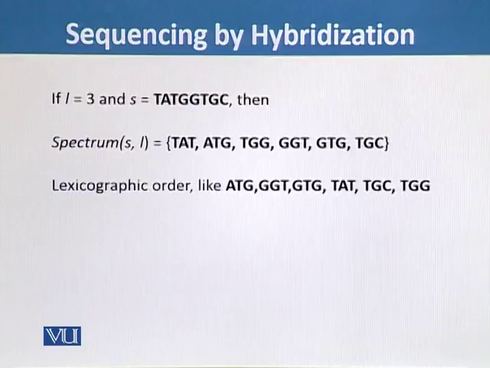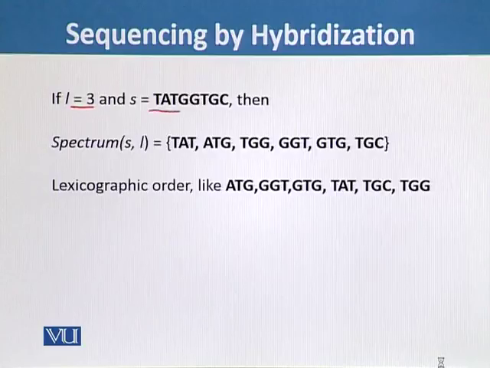So we can see that if L is equal to 3 and S is the sequence TATGGTGC, then the spectrum S_L would be TAT, ATG and so on. How can we get this?